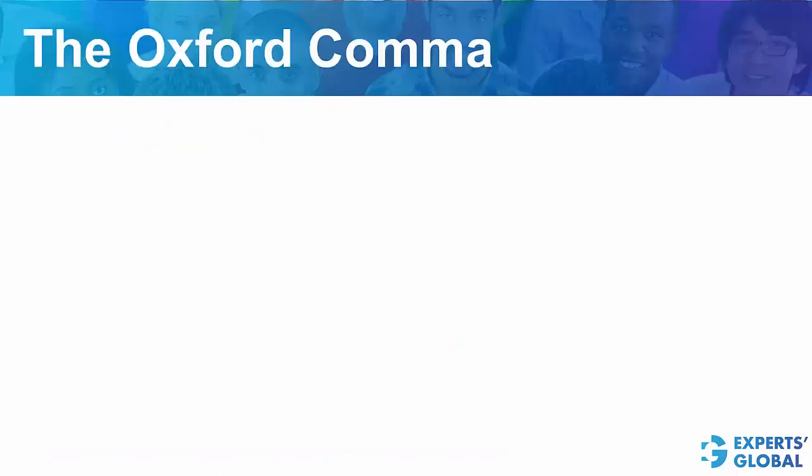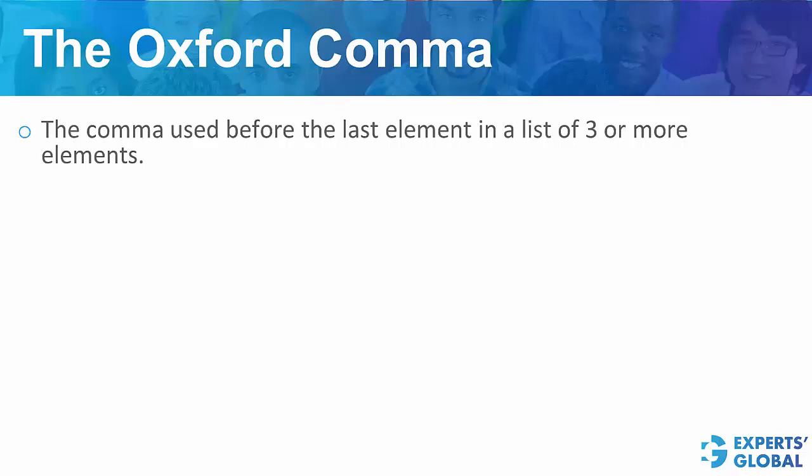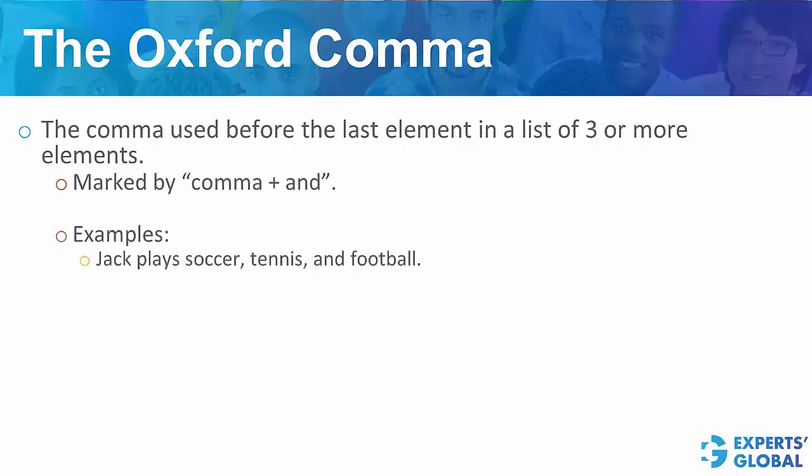Next, let's understand the Oxford comma. Oxford comma is the comma used before the last element in a list of 3 or more elements. This is marked by a comma followed by an and. Look at this example. "Jack plays soccer, tennis, and football." So since it is a list of 3 elements, 1, 2, 3, here you have the Oxford comma followed by and. If it were just 2 elements, "Jack plays soccer and tennis," of course there would be no comma involved. But if it is a list of 3 or more, the last element would have a comma and before it.